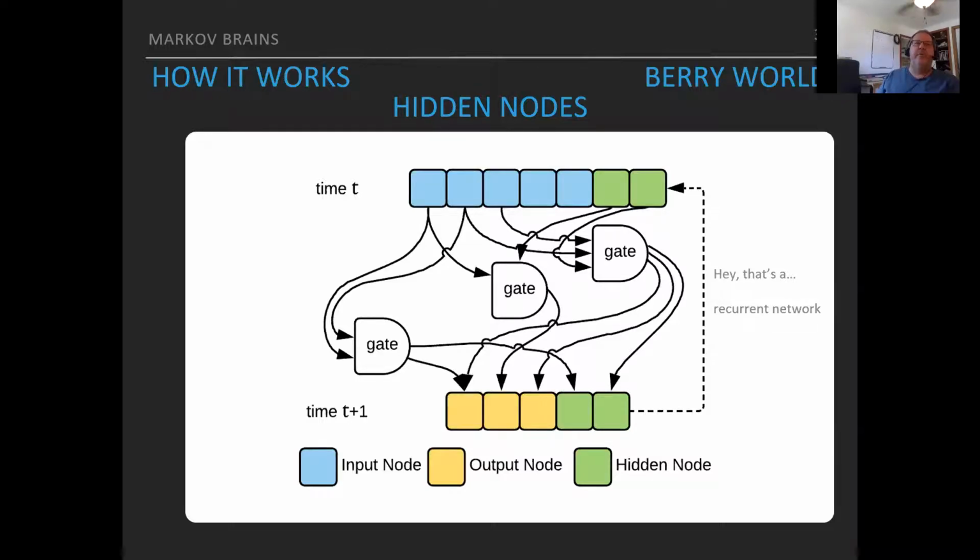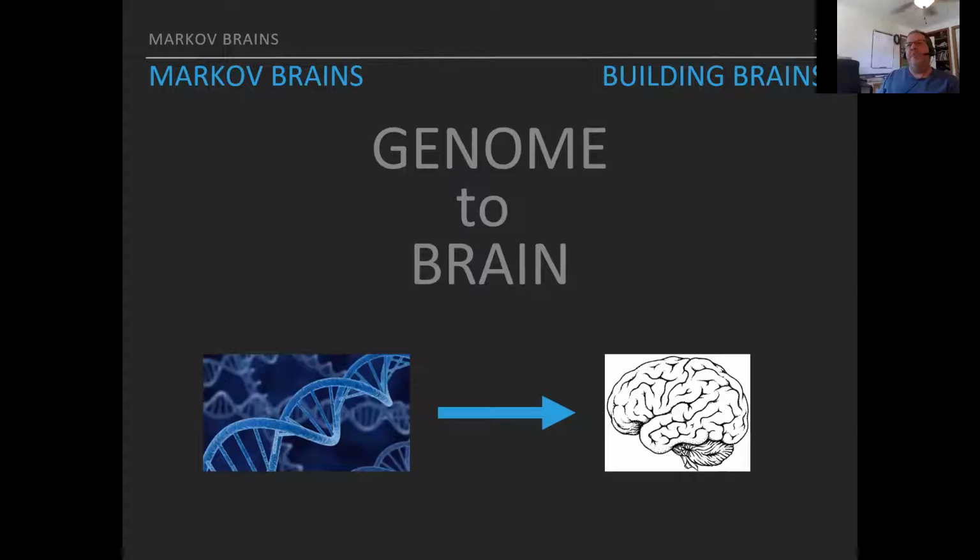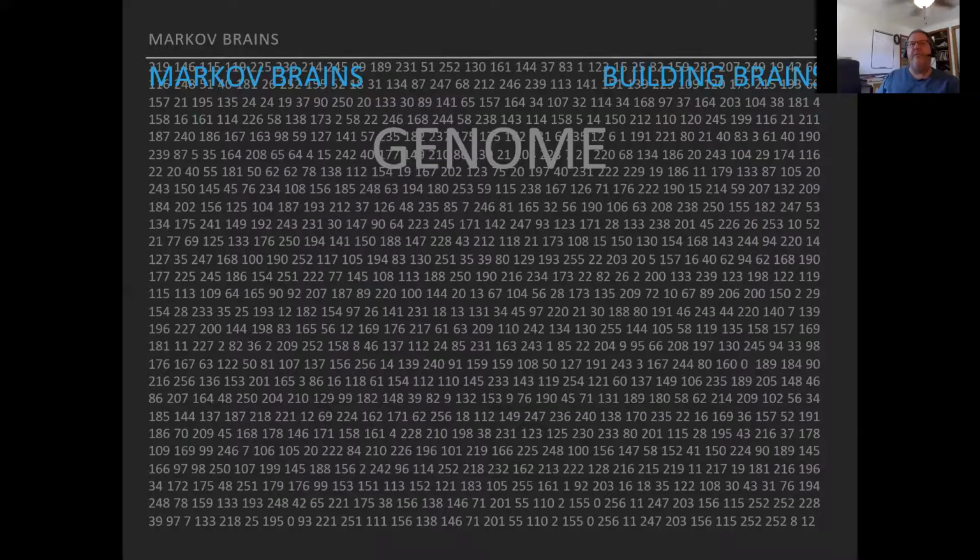So you're probably wondering now, hopefully, how do we build a Markov brain? We can build a Markov brain in a lot of ways. Generally, we build them from genomes. And by a genome, I mean a lot of numbers, generally something in the range of 5,000 to 20,000 values in the range of 0 to 255.